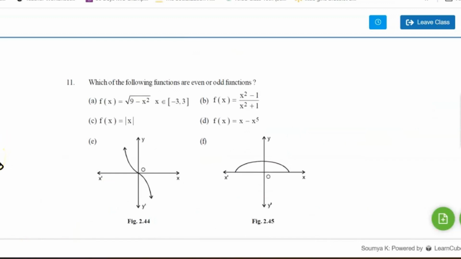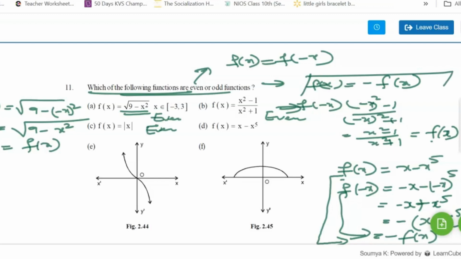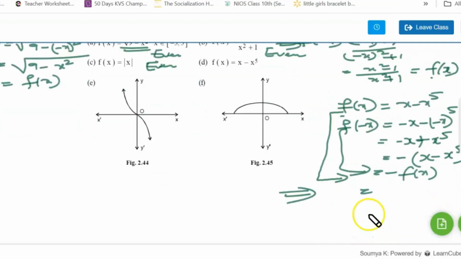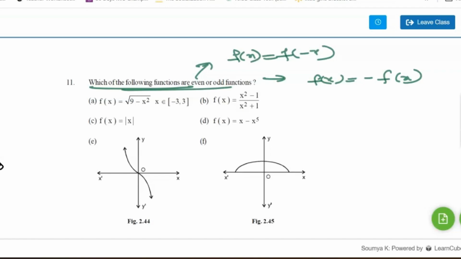First question, it is to identify which are even and odd functions. Even function, already we have seen, f of x and f of minus x both should be same. For odd function, it is f of minus x equal to minus f of x. Okay, this is for odd function, so that is satisfied. So the fourth function is where these are satisfied.